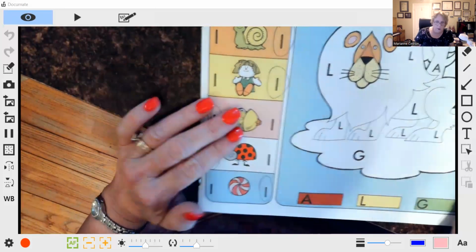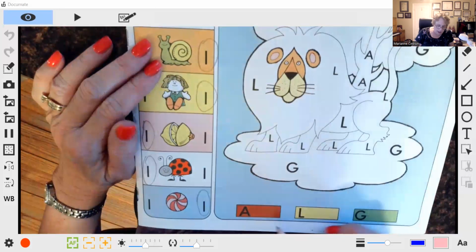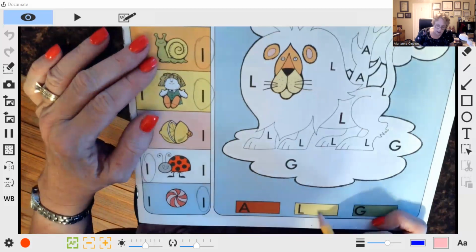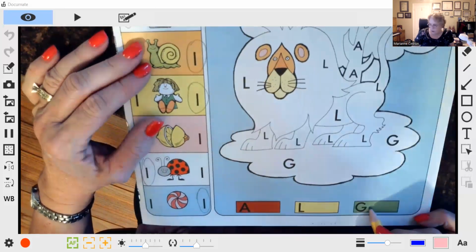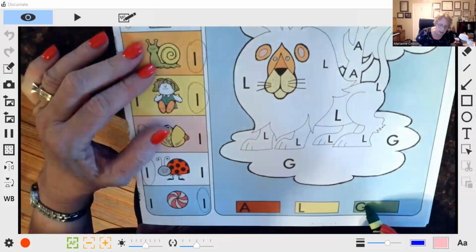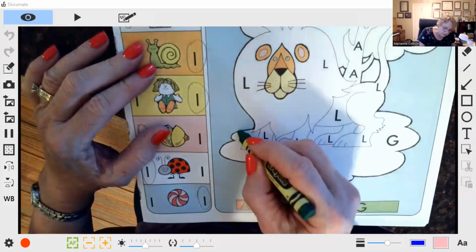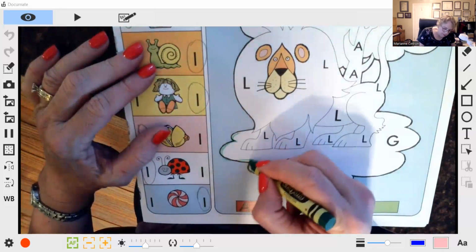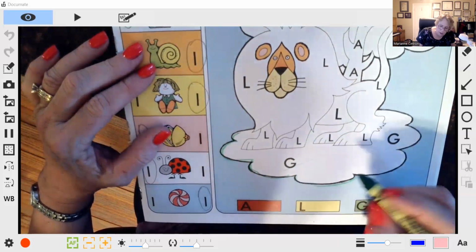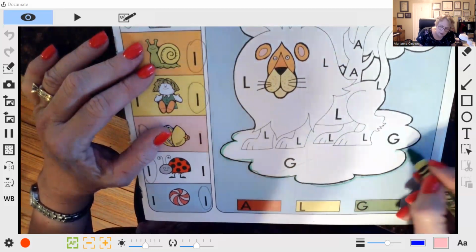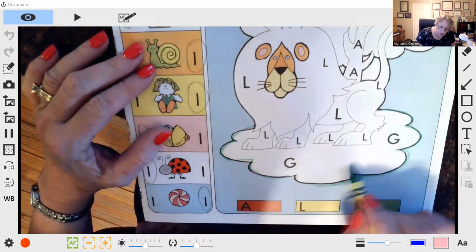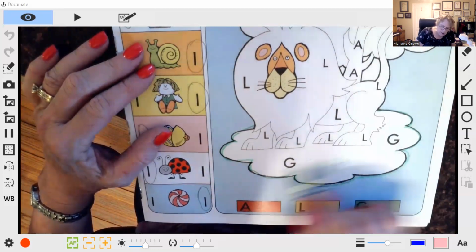Okay. So now this is a coloring page. We have A, L, and G. A is going to be red. L is going to be yellow. G is going to be green. So wherever your child, I'm just going to start with green. Let's do a little bit of outlining. If you use Crayola, there's a special wax in the Crayola that gives you like a little border. And it helps the child stay in the line.